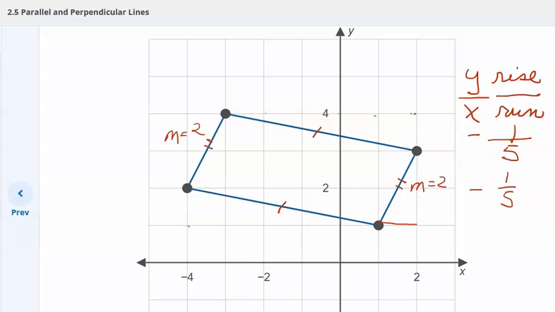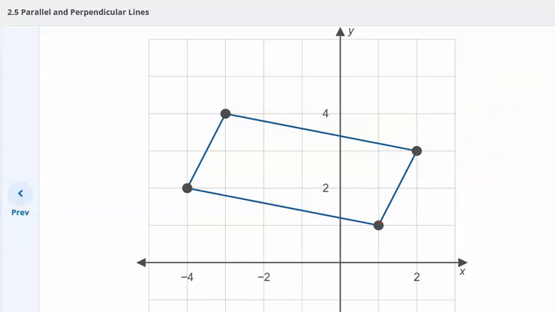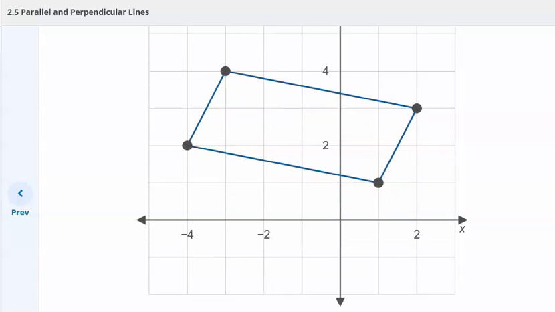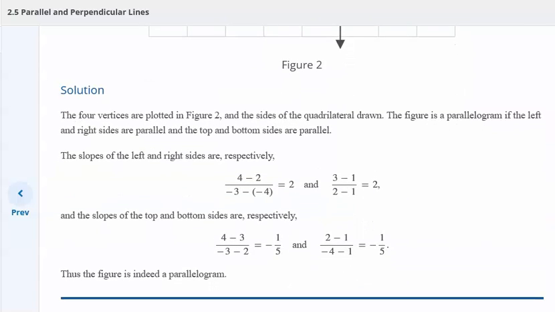Now, to show you what the book is doing here, let's just go down. And they're proving by using the slope formula on those points that the sides are with the same slope, therefore parallel, and proves that it is a parallelogram.